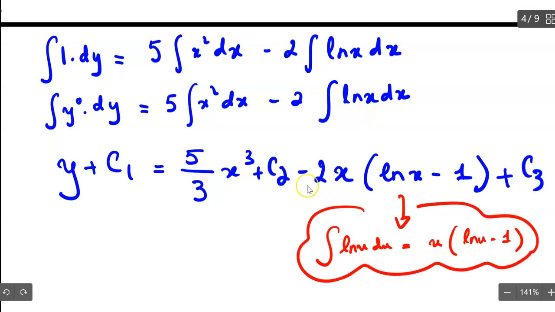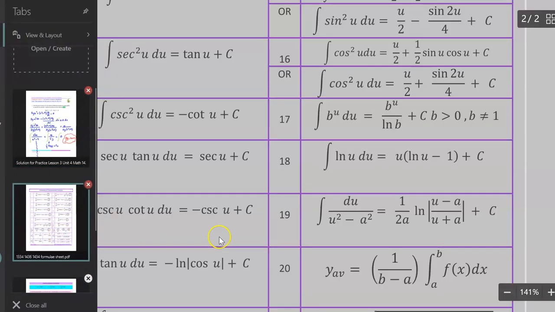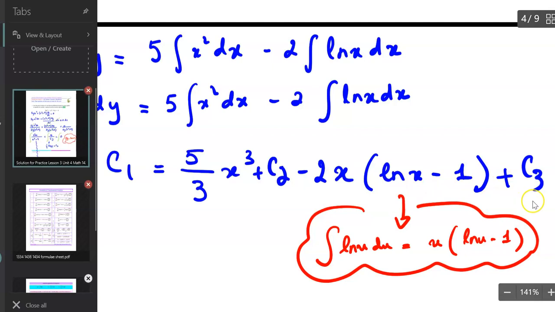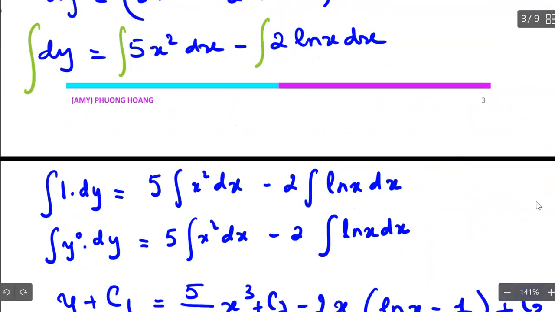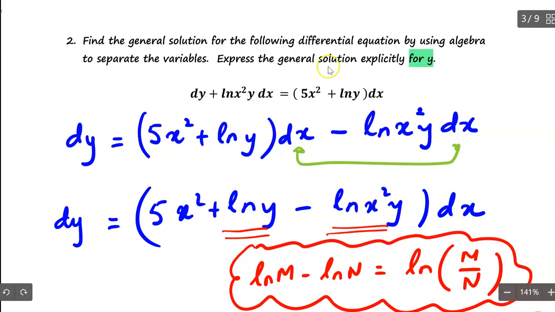Okay, so let's double check that formula. I'm pretty sure that is correct. It is u ln u minus 1, and instead of u it is an x. So I will have x ln x minus 1. Okay, so absolutely correct. And then this question asked me to just solve for the general solution explicitly for y.